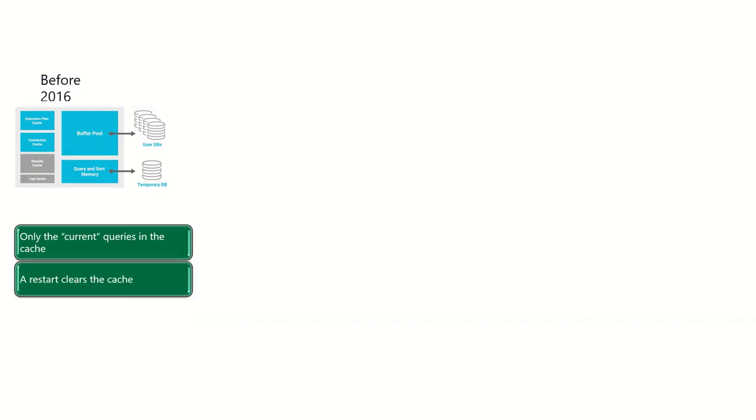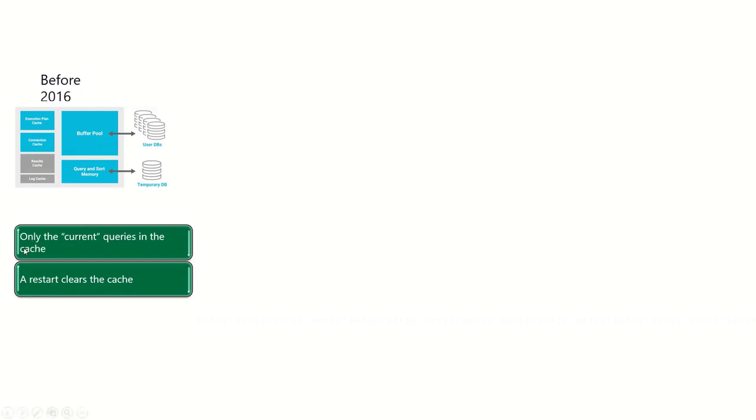Before 2016, we had the query plan cache. Only the current queries were available in the cache. Current, I mean, they are usually being executed in the server. If a query is very old in the cache, it will be evicted from the cache. A restart completely clears the cache.